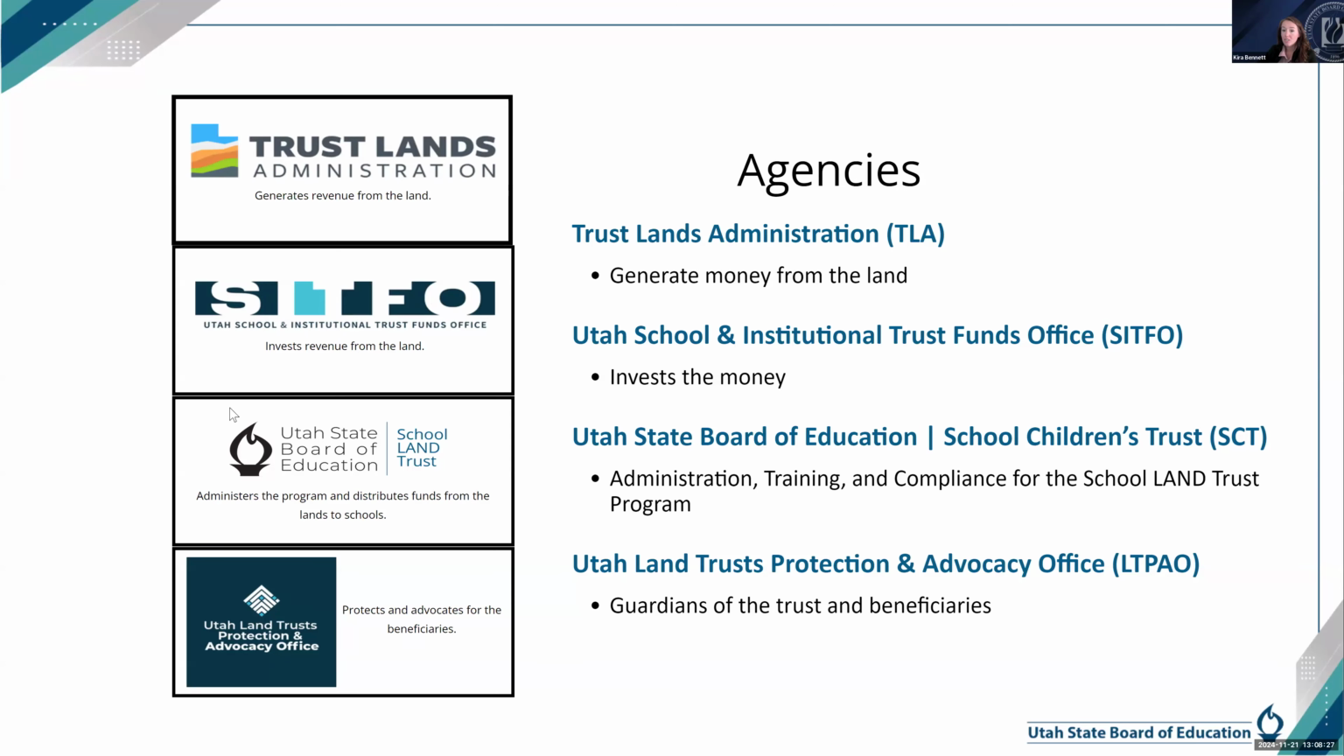So the 4 state agencies that are involved in trust lands are listed on the screen, along with their role. Essentially, you have the Trust Lands Administration making money off the land, CITFO investing it like they're kind of like the Warren Buffetts of the world, of the trust world. And then you have advocacy office protecting it, and then us at the USBE who are helping people spend it for their intended use. And arguably, I would say we definitely have the best job out of all of those.